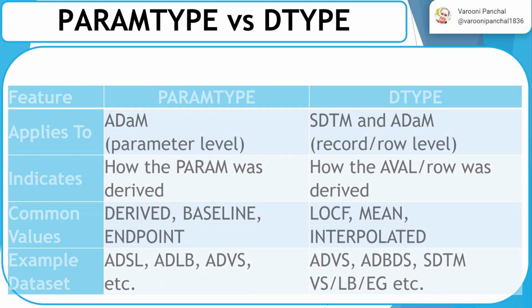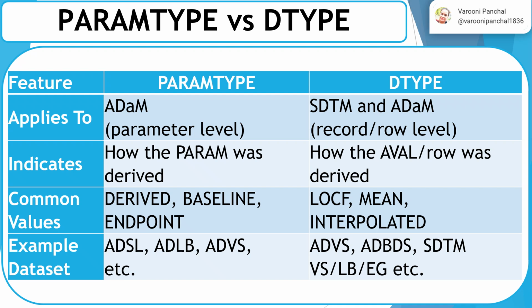Param type versus D type. In this table I'll try to explain. Param type usually applies in ADaM, at the parameter level. D type applies in both SDTM and ADaM because it is collected as well as derived. D type represents the record or row level, and param type represents the parameter level. It indicates how the param was derived, whether it has been derived or not derived. D type says how the row was derived. The common values for param type are derived, baseline and endpoint, whereas for D type it is LOCF, mean and interpolated.